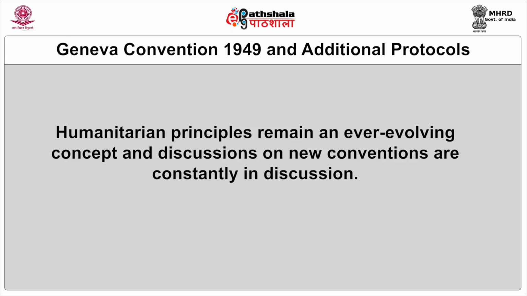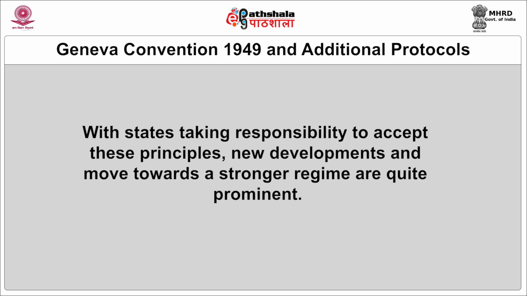The legal protection for children in armed conflict has received attention because of the alarming figures of children involved in armed conflicts. To tackle their participation in hostilities, the Optional Protocol to the Convention on the Rights of the Child on the involvement of children in armed conflict was adopted in 2000. Humanitarian principles remain an ever-evolving concept, and discussions on new conventions are constantly underway, with states taking responsibility to accept these principles. New developments and moves towards a stronger regime are quite prominent.